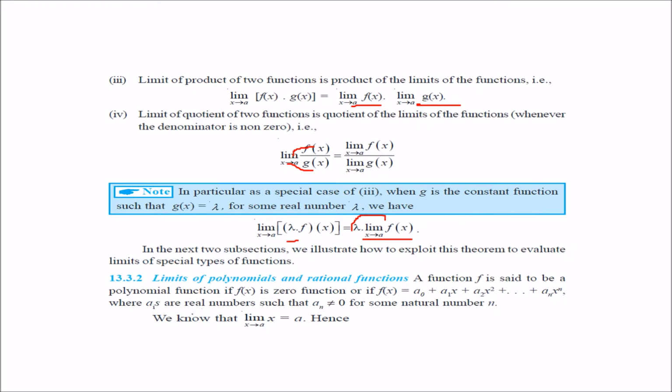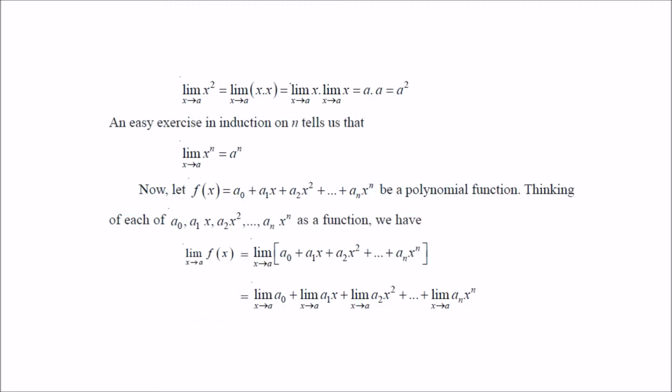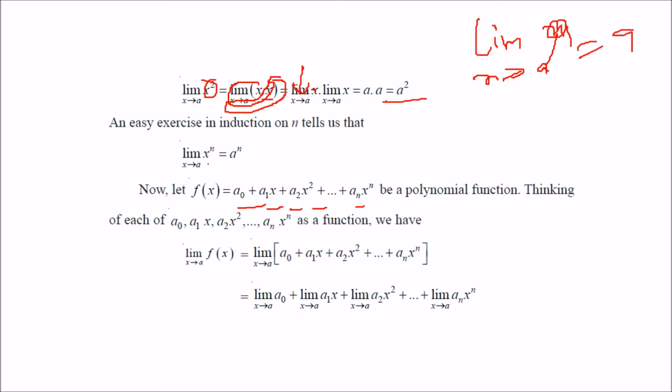So what about polynomial and rational functions? If you have a polynomial of this type, you can take the limit of each term individually. This is the limit of x square, and x square is x into x. I just showed you that for the limit of x dot x, you can take the limit of x individually. The limit as x tends to a of x is a, so place a here. a into a is a square. So the limit as x tends to a of x to the power n is nothing but a to the power n.